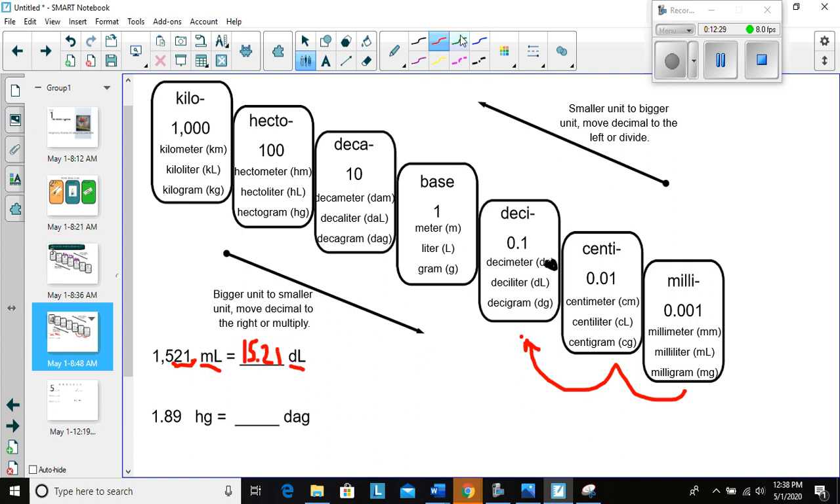All right, let me change color for the next one. Okay, for the next one, we have hg. H is hecto, right? So hectogram. Hectogram is here. There it is, close to the top. Then we're going to change to dag. So remember the D, there's 2 of them, but it's got the A, so it's going to be deca. That's this one, right? Decagram. Okay. And so that's just 1 step down, 1 little jump down.